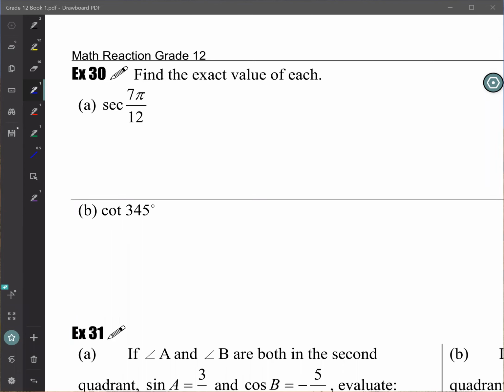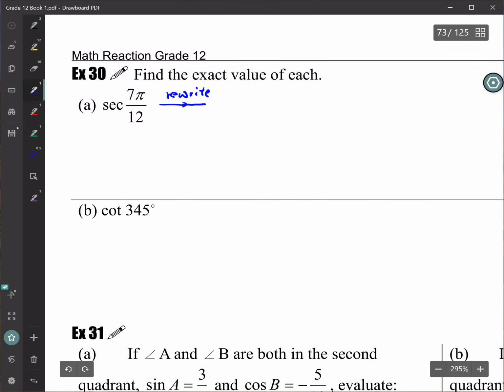Cosine, yeah, it has to do with cosine, but right now we don't have a cosine yet. How can we rewrite it then? So 1 over cosine. Can you say that one more time? 1 over cosine, and then what about the angle?